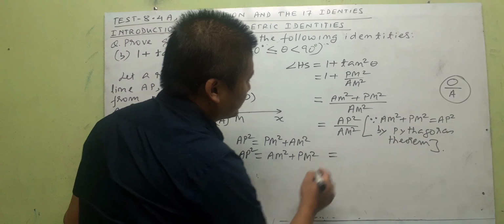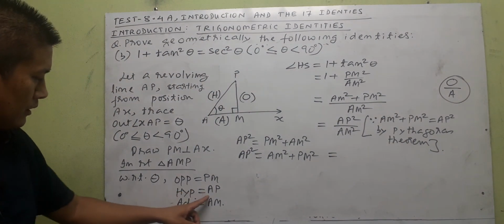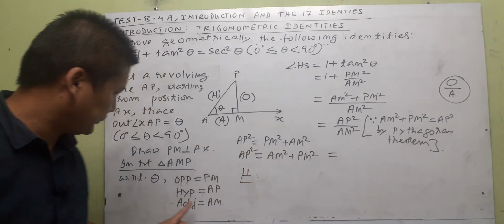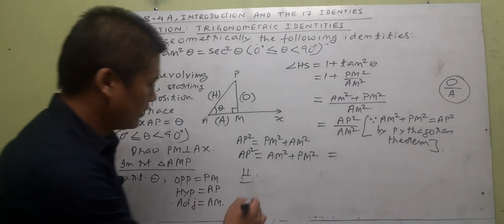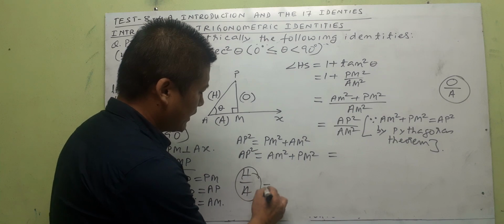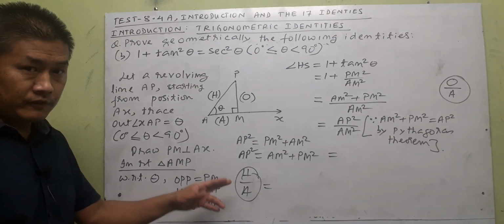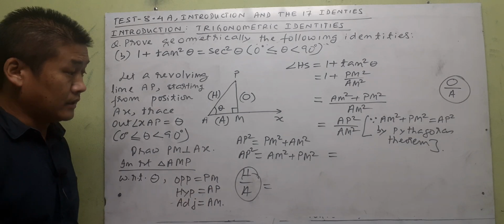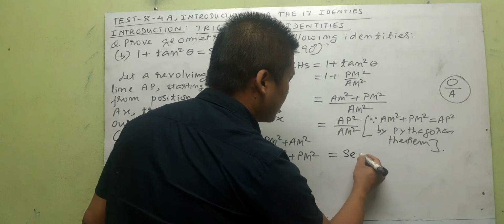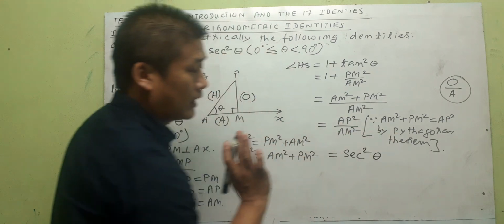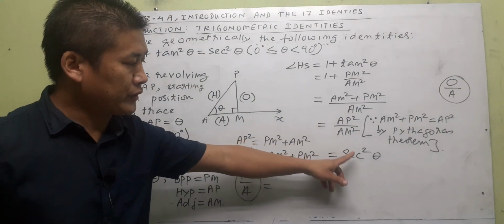Now what is AP? Here AP is hypotenuse. And what is AM? It is adjacent. Hypotenuse by adjacent. What is the name of this ratio? In the first chapter? Yes, that is correct. Sec. But this is square, so we put here sec square, and the angle is theta. So AP square by AM square equals sec square theta.